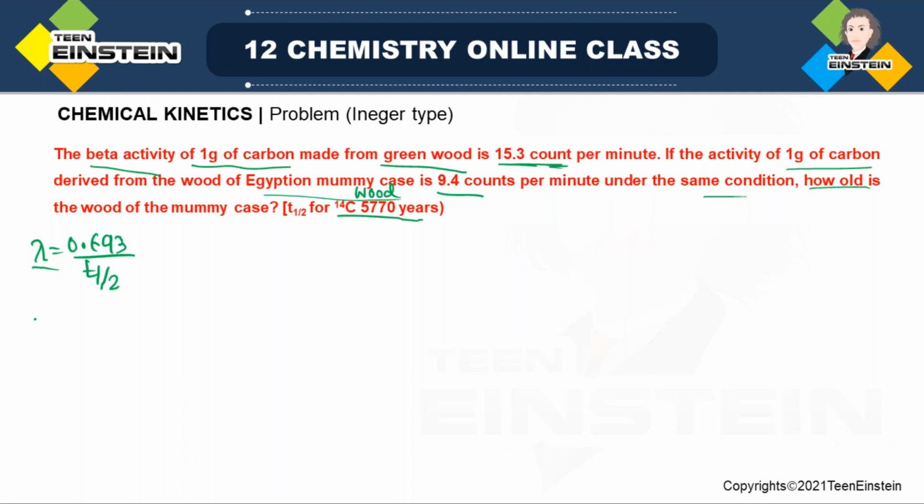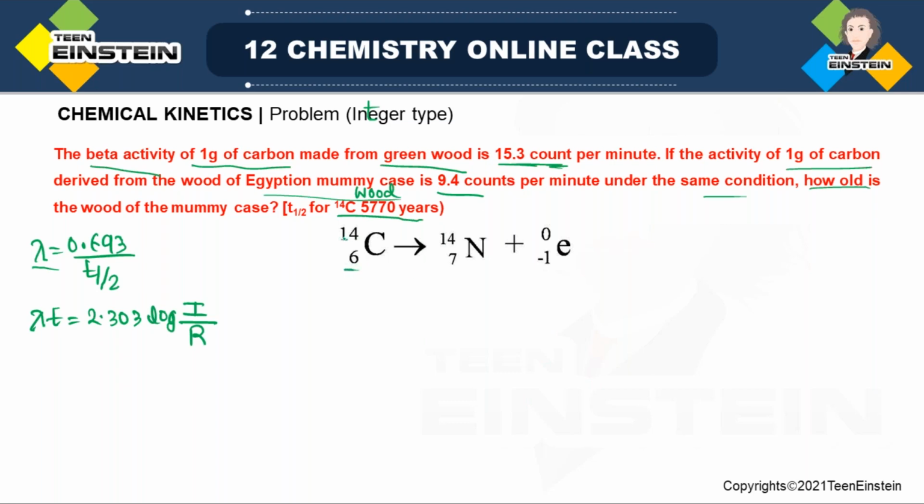And once you have calculated lambda, you have to use this equation: lambda t = 2.303 log of the initial amount, I am writing E, divided by the remaining amount R. So here the reaction going on, the beta activity of carbon, means here carbon-14, 6 carbon. Though this equation is actually not necessary to solve this question, I am discussing it in case you are curious what beta activity of carbon is.